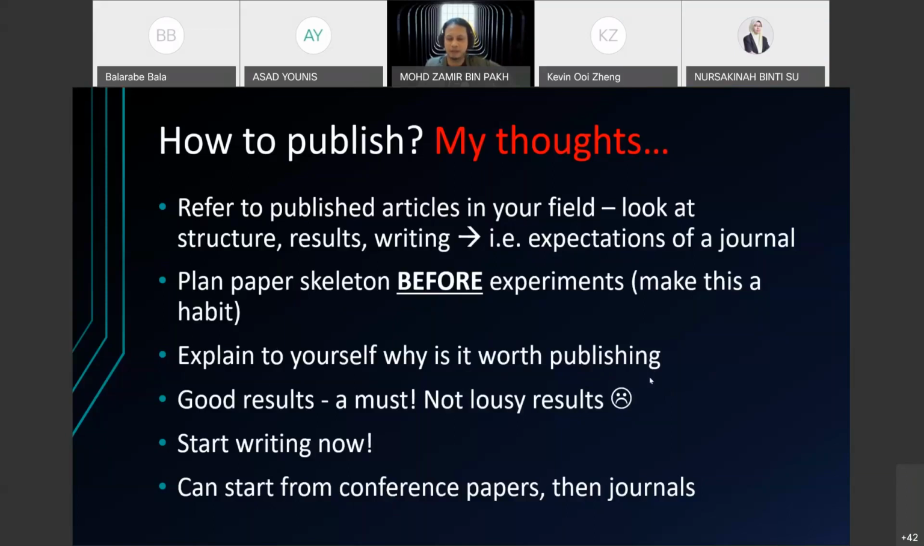For me, why is it worth publishing? If you can explain to yourself that it's worth publishing because of 1, 2, 3, clearly and explicitly backed up with your results and your findings, chances are you can publish the papers in high impact journals. You need to have good results, it is a must, not lousy results. Well, if you have lousy results, it's even difficult to publish anywhere, even in a conference, okay?